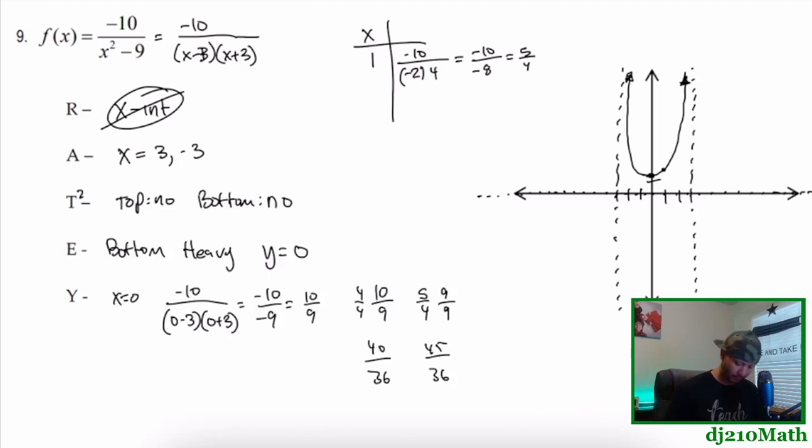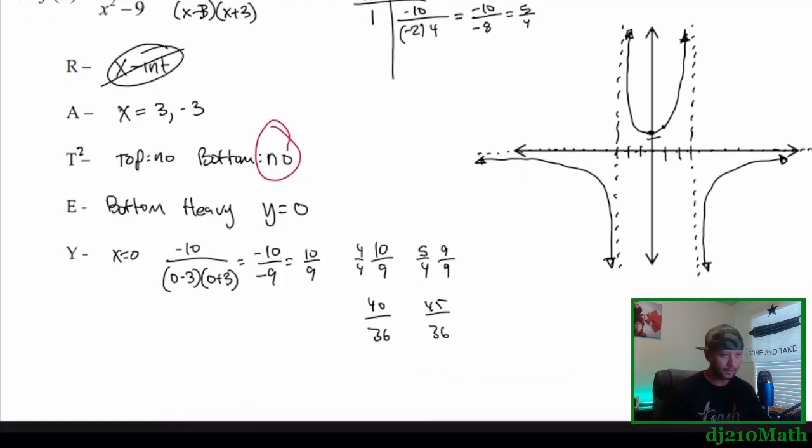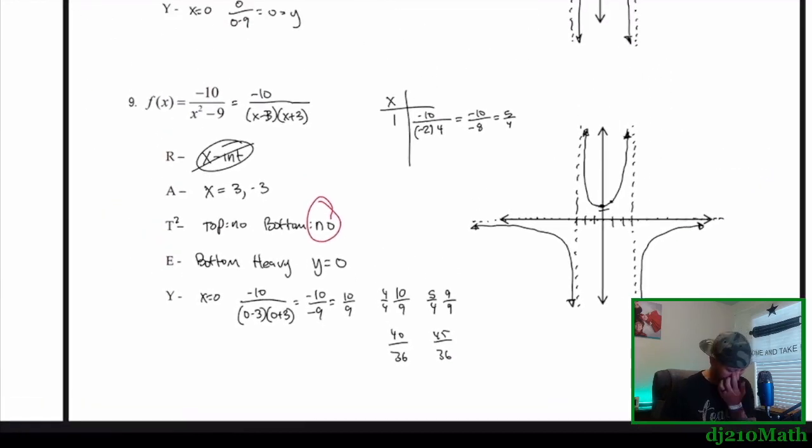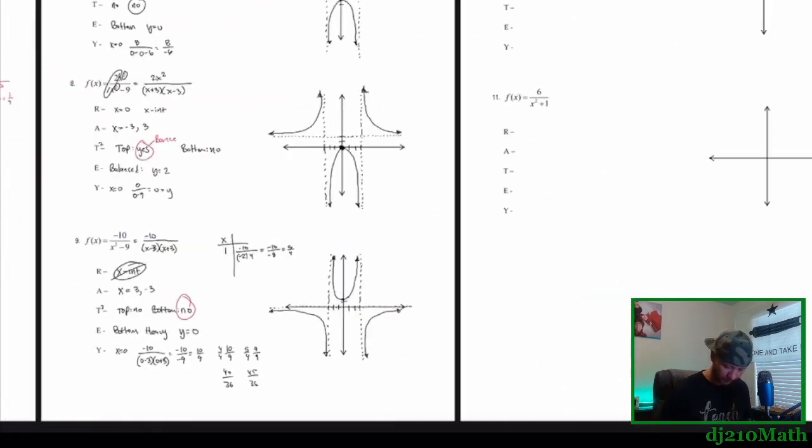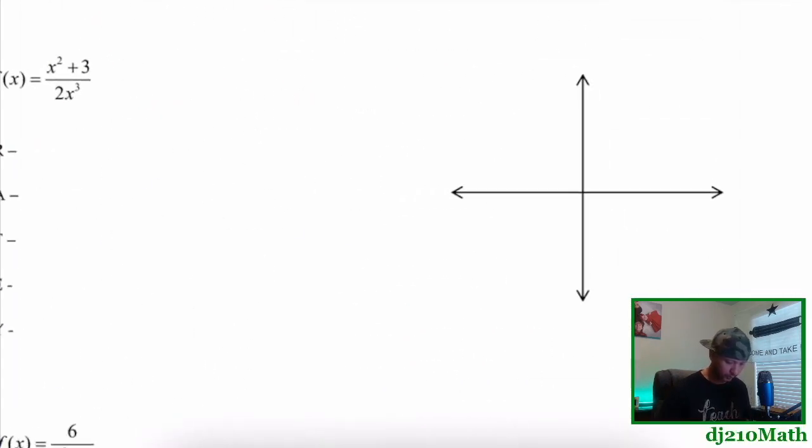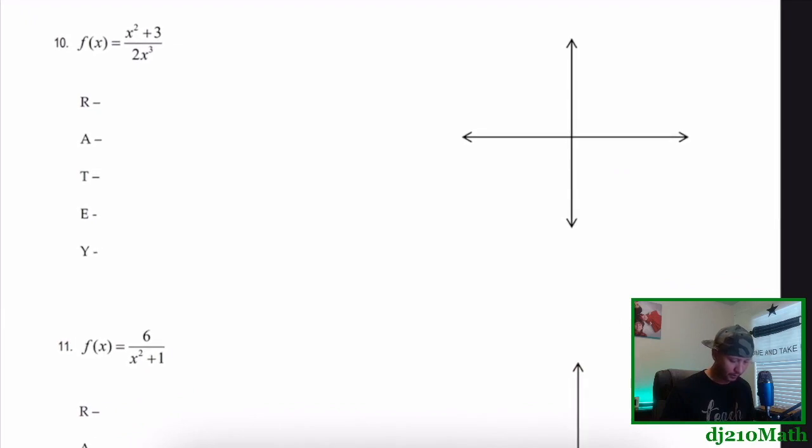Then, because it's no, right, the branches must be opposite of each other at the vertical asymptotes. Okay, there it is. Two more. Let's go.